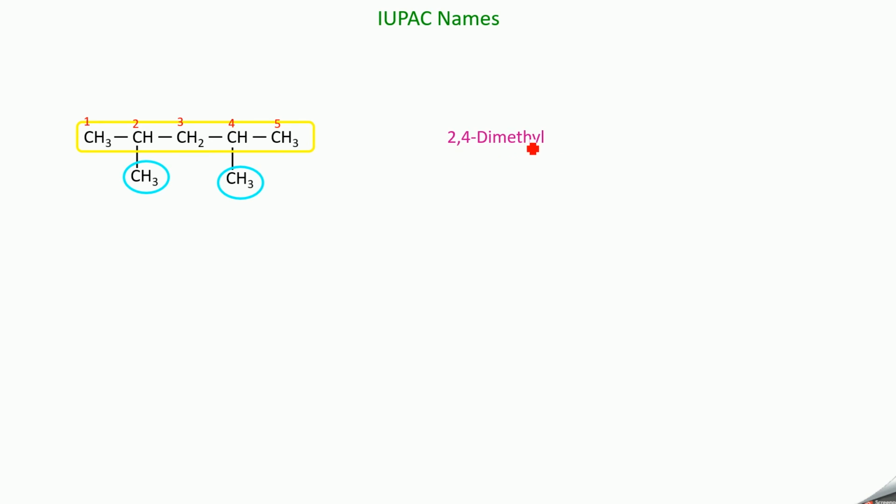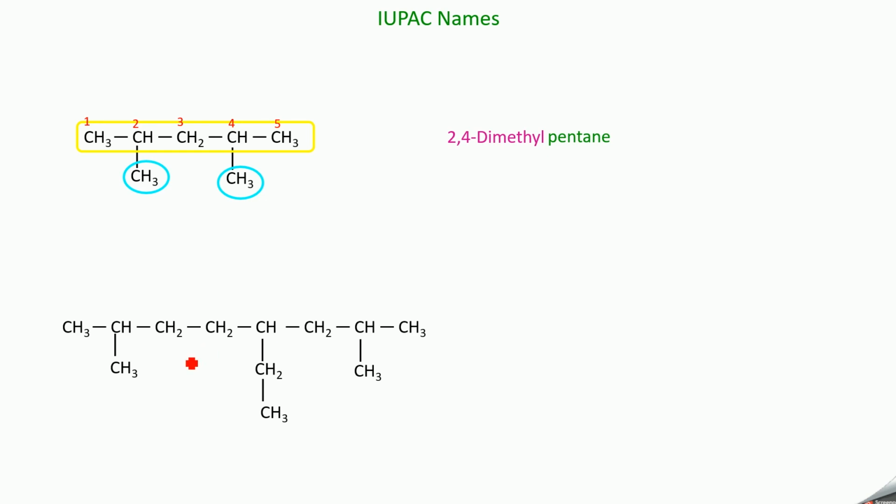And this acts as a prefix because they are substituents. Then we have to go for the root word and the suffix. Root word, since we have 5 carbon atoms, pent is the root word, and suffix, since it's a saturated hydrocarbon, so pentane. So 2,4 dimethyl pentane is the IUPAC name of this compound.